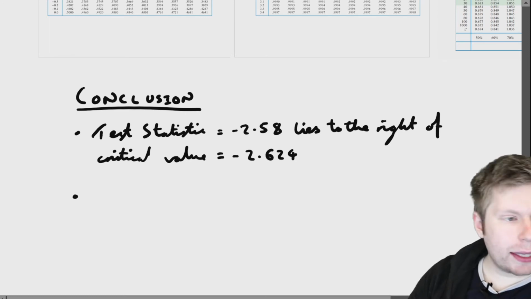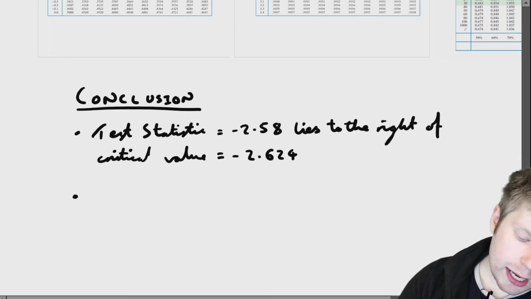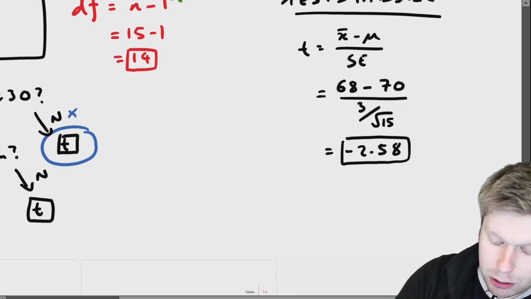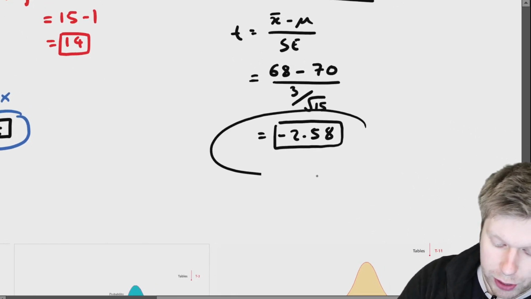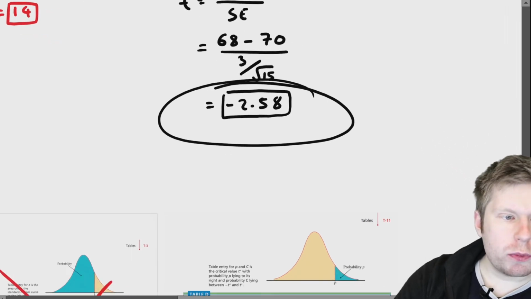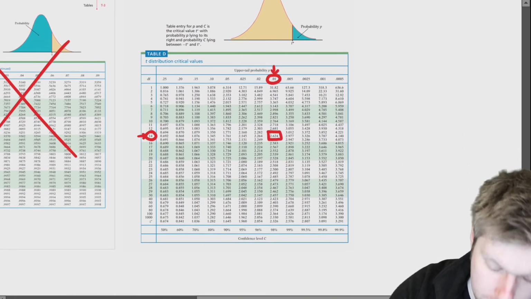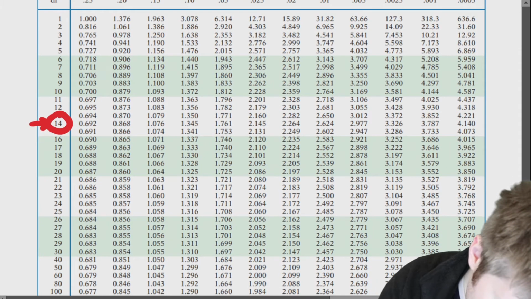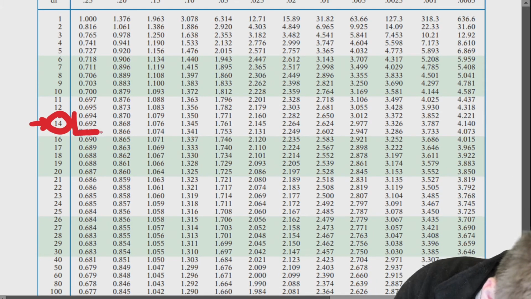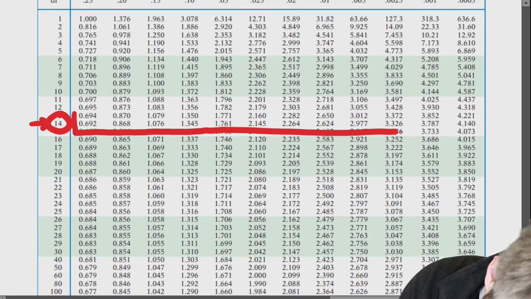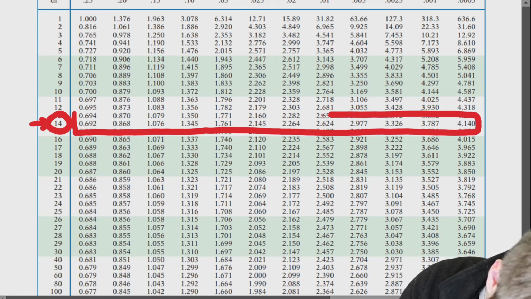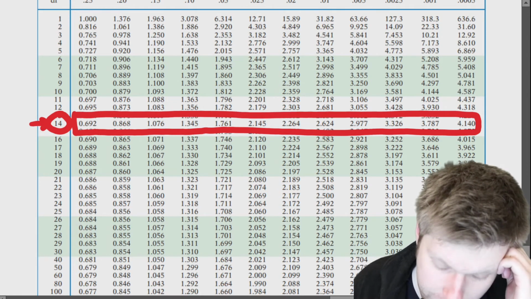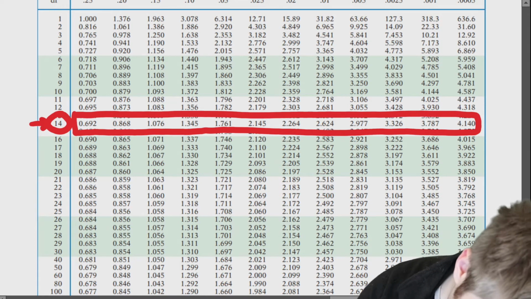But remember, I also need to calculate that p-value to give me some extra support in my conclusion. So in order to calculate that p-value, I basically look in the t-tables at 14 degrees of freedom and try and find as close as possible to 2.58 units of standard deviation. Let's have a look. So let's come down here. I'm going to look in this particular row because I'm still looking at 14 degrees of freedom. I'm trying to find 2.58, or as close as possible to 2.58.